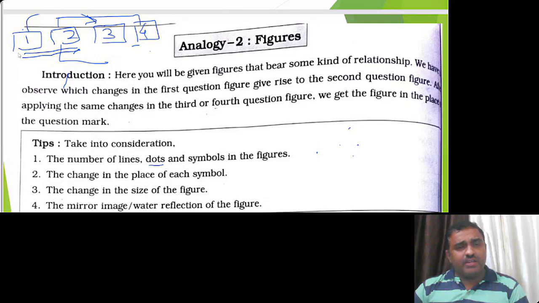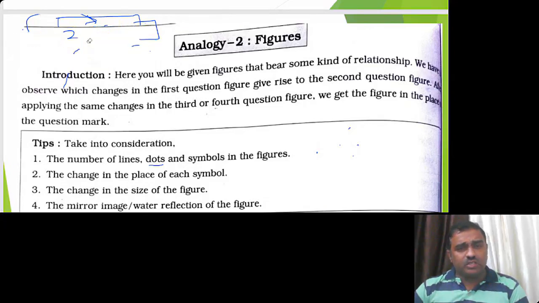Otherwise, everywhere you have to establish the relation between first and second, and then you have to see it for the third and fourth. When you solve the examples you will come to know. Some examples are also there in the exercise where you have to establish the relation between the first and third figure. Okay, now what other things do you know?